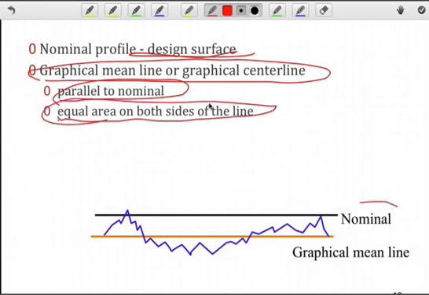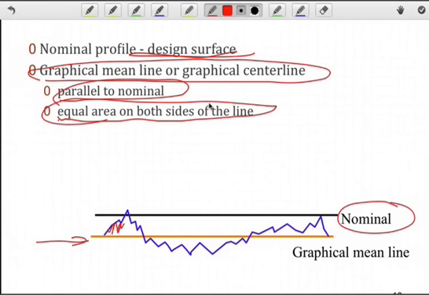So here you can see we've got a nominal profile for a surface. We orient the graphical mean line parallel to it, and then we're going to measure the actual deviations or irregularities on the surface. Notice we're not concerned about geometry, we're concerned about these deviations.